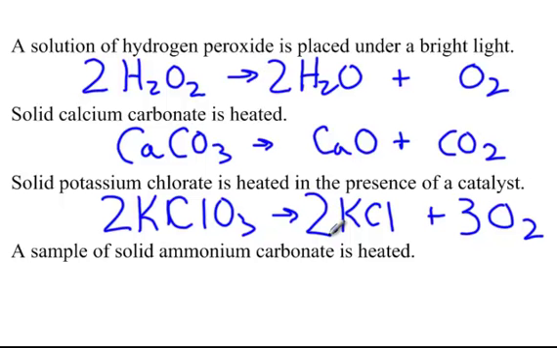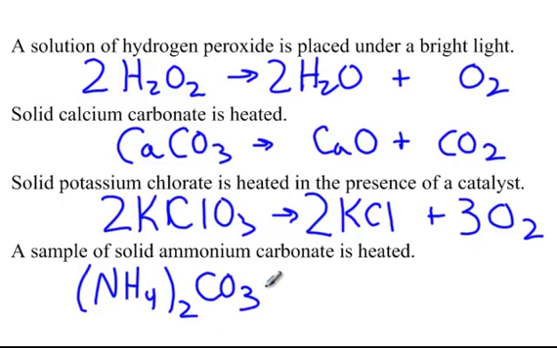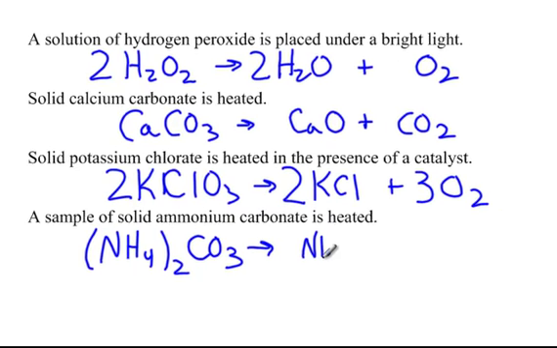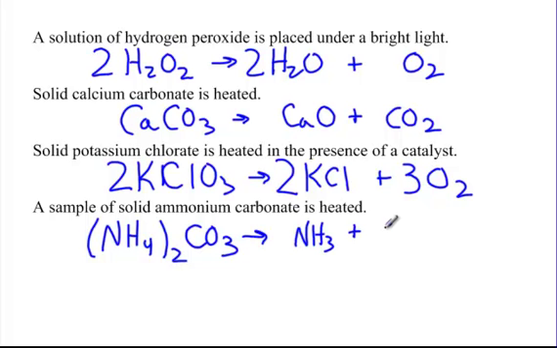The last reaction is we have solid ammonium carbonate. That's ammonium is NH4. And I need 2 of those because carbonate has a -2 charge. And when we break this guy down, it's going to break up into ammonia, of course. Carbon dioxide, you can see the carbon dioxide coming from that carbonate, and water is going to be left over. This looks like a challenging one to balance, but it's pretty easy. We just put a 2 in front of the NH3, and we are totally balanced out.